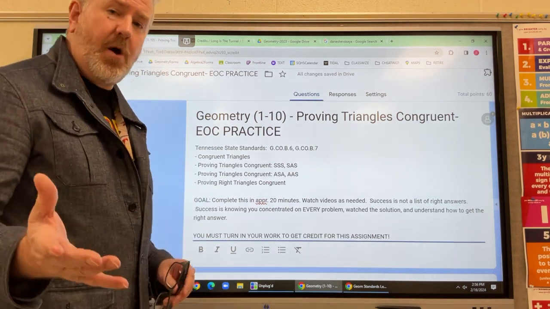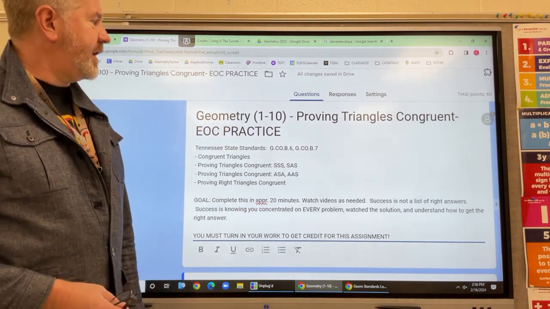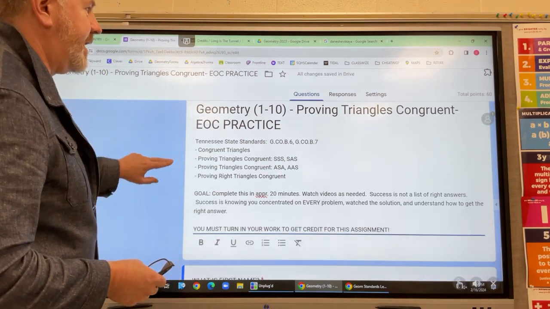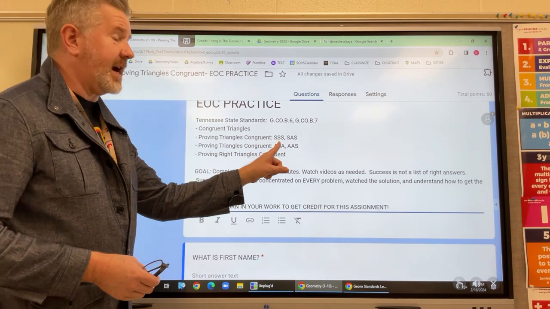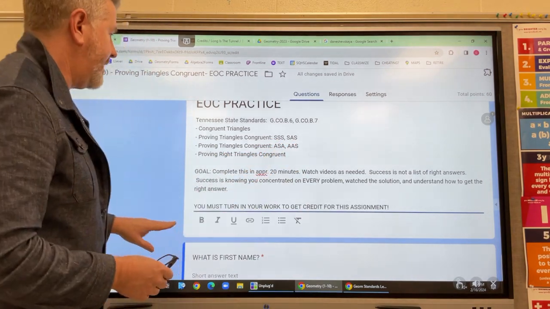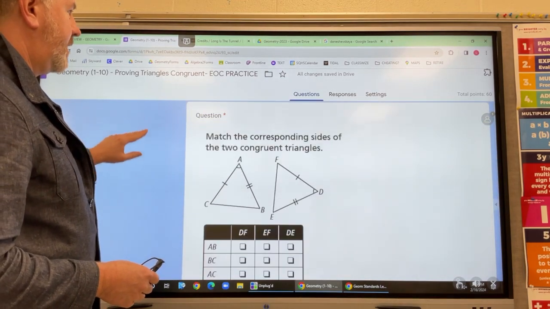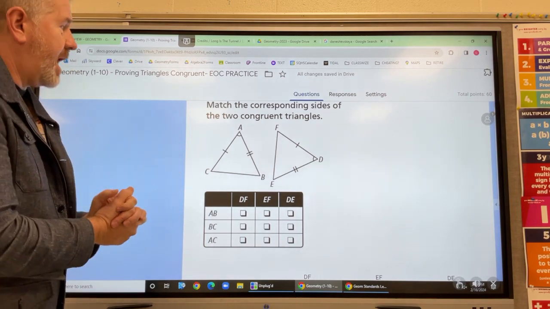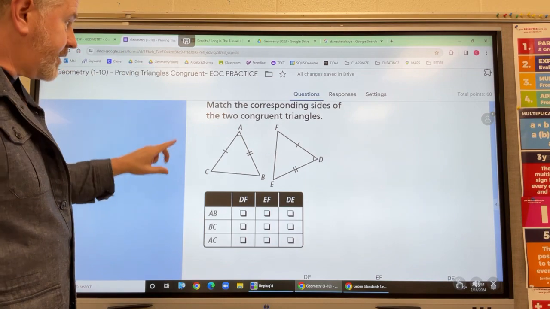So you are working on this stuff while I'm out of town, and I hope you enjoy the videos. I hope they help as we work on this, 1 through 10, proving triangles congruent. This is our EOC practice 1 through 10, proving triangles congruent using the side-side-angle and angle-side theorems, and then just generally talking about congruent triangles.